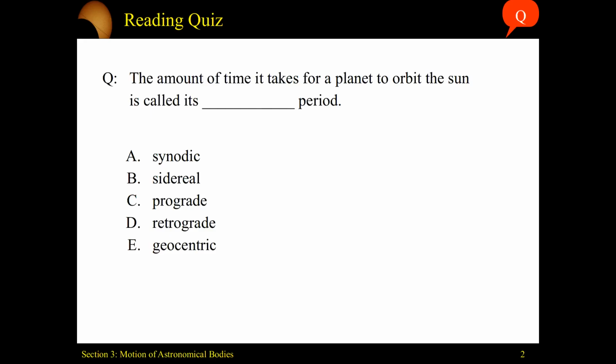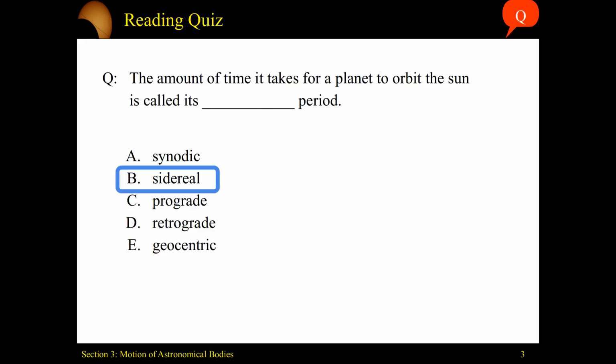All right. We can immediately rule out things like prograde and retrograde motion. If you were paying attention at all, you heard me say those things in reference to the motions of planets. It doesn't refer to the time of their motions. And logic things out, you can probably get rid of Geocentric Model, that refers to an Earth-centered universe. So you're left with the synodic and sidereal periods. And these are both very real periods, and we're going to discuss them in detail in this video series.